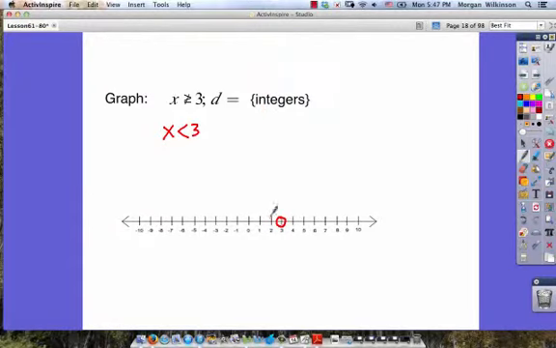So if x is less than 3, and we're only looking at integers, we must get a 2, a 1, a 0, and we just keep going to the left. I'm going to keep going to the left, only plotting the integers, nothing between them, because they're not integers in between. And at some point, we're going to come to an end. But we would keep following this pattern. And the way we show the pattern continuing is we take our arrowhead and we bold it in.